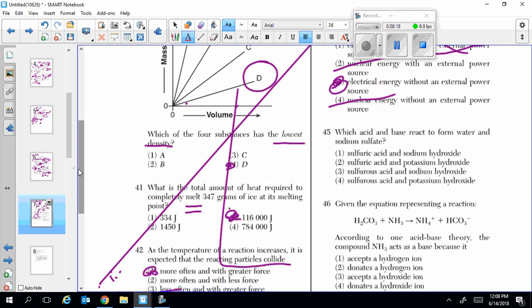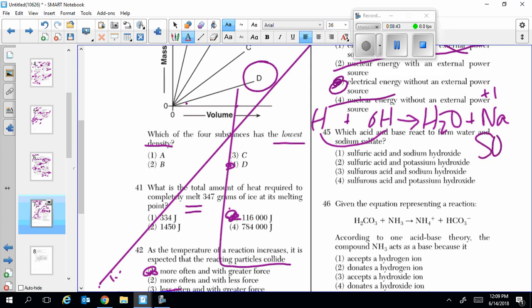Which acid and base react to form water and sodium sulfate? So it's telling me I have an acid and a base. So I know my acid's going to start with an H. I know my base is going to end with an OH. Water is what you get when the H and the OH come together. And then the other substance is sodium. So that's Na, that's a +1. Sulfate. Sulfate is SO4. I'm getting this from table E, and it's got a -2.